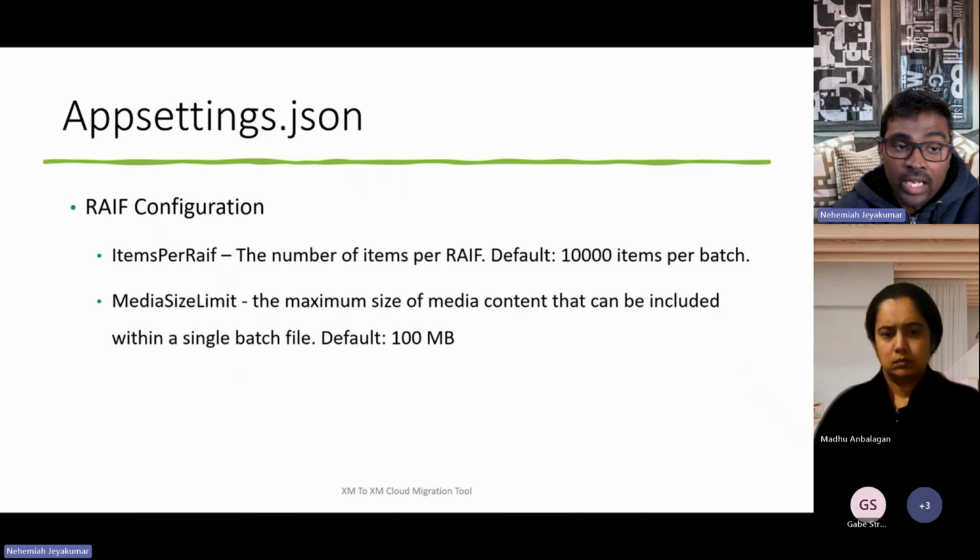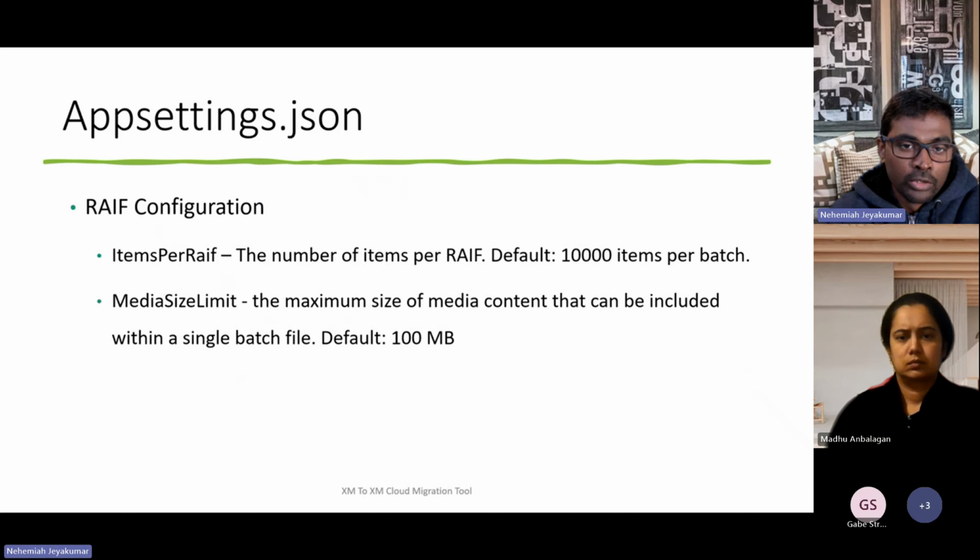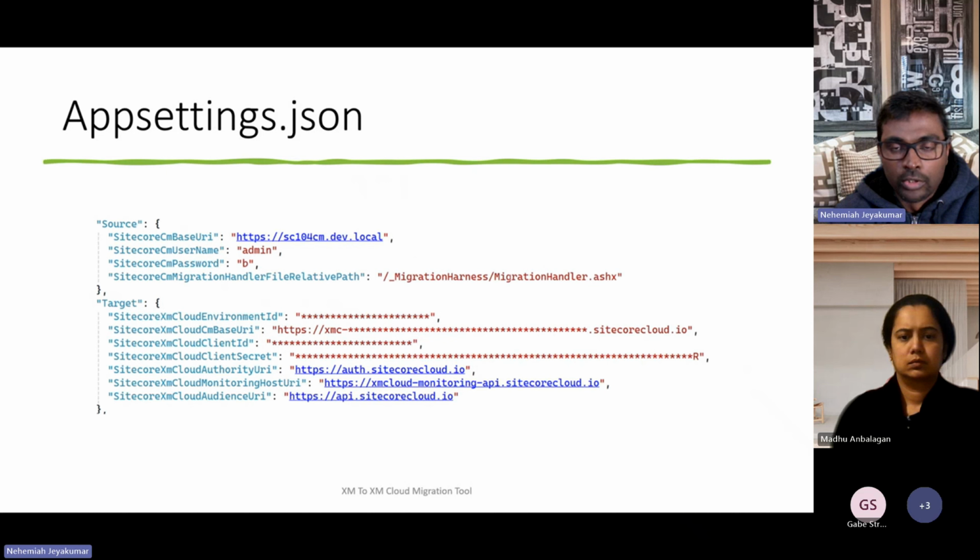So another setting is the media size limit. This determines the maximum size of the media content that can be included in a single batch file. So after 100 MB of file is generated, it will start a new batch file, and that can be used during the transfer to the target system. So this is one of the configurations.